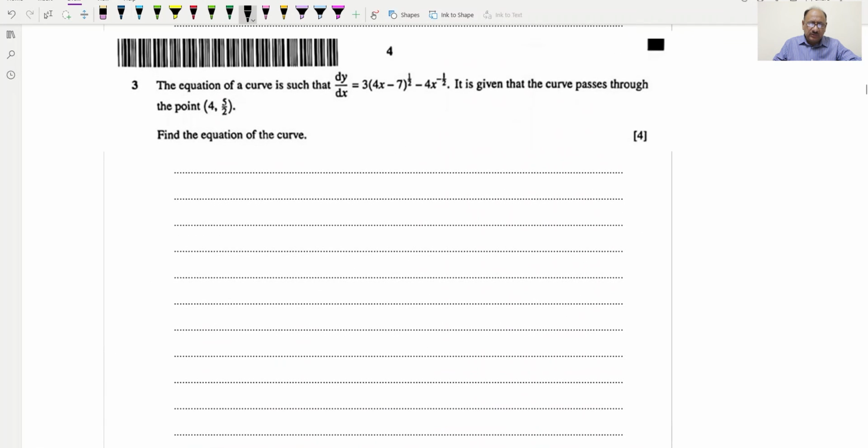Now question number 3. The question says the equation of the curve is such that the derivative dy by dx is given. It is given that the curve passes through this point, and we have to find the equation of the curve. This is a 4-mark question. The derivative is given, so this is basically an integration question.